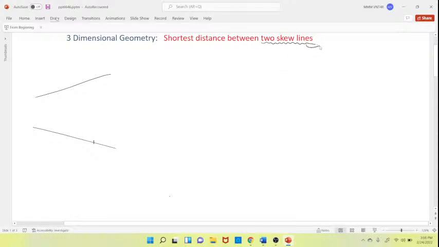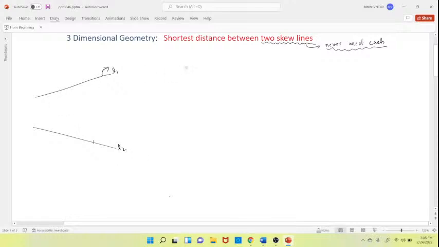Skew lines are nothing but those two lines that never meet each other. They won't intersect. They never meet each other in space. Okay, let us consider two lines, say L1 and L2, which are two skew lines in space.